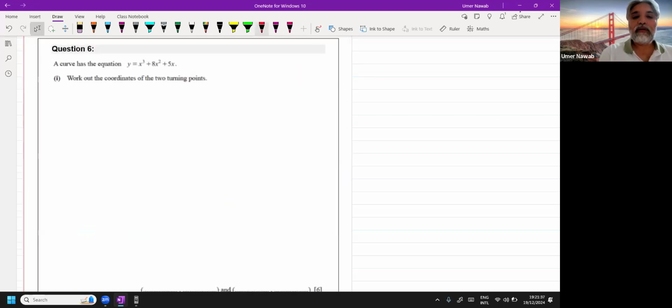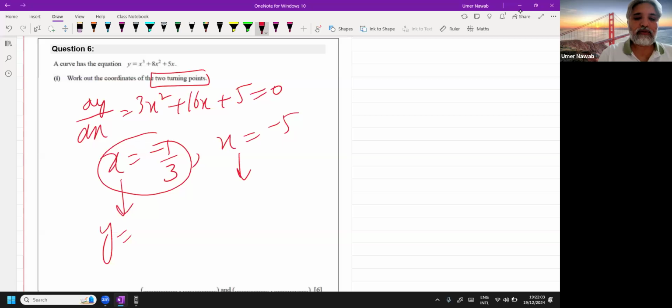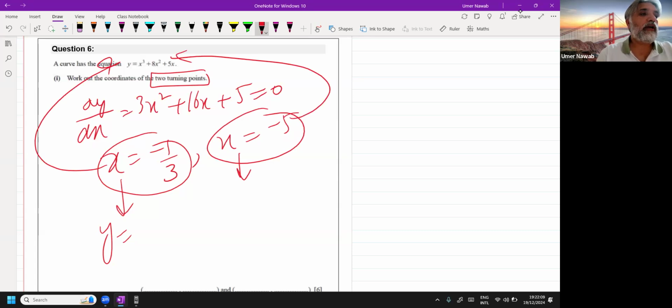Let's do another question. We have this and we want to find the two turning points. So dy by dx is 3x squared plus 16x plus 5, put it equal to 0. Now this is a quadratic equation, and I would suggest you apply the quadratic formula. If you apply the quadratic formula, your answers are x equals negative 1 over 3 and x equals negative 5. Can I get the corresponding values of y by plugging these values into the original equation of the curve? The value of y for negative 1 over 3 is negative 22 over 27, and for negative 5, the value of y will be 50.